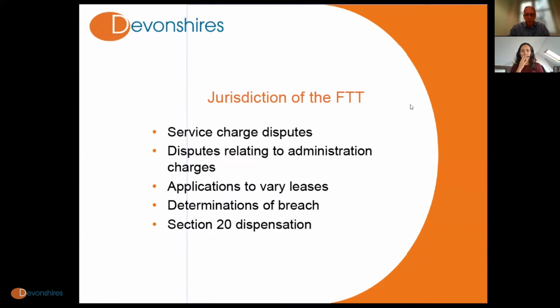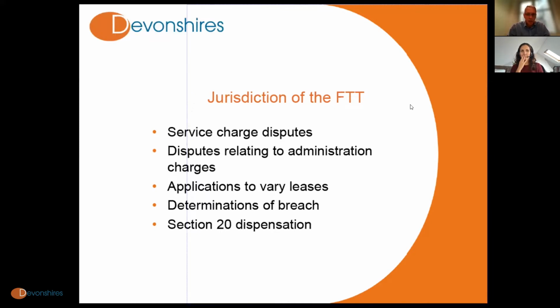So there might be circumstances in which you need to effectively get a finding that there has been a breach of lease in the first place, which will allow you to move on to the next step, such as serving of a Section 146 notice and potentially pursuing forfeiture. So the tribunal is able to make determinations on whether or not a breach has occurred.